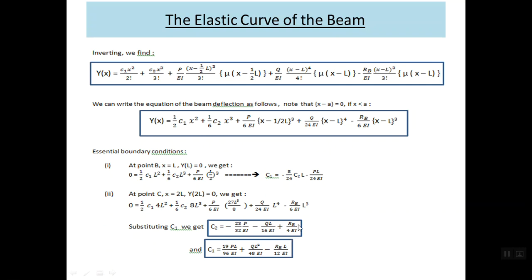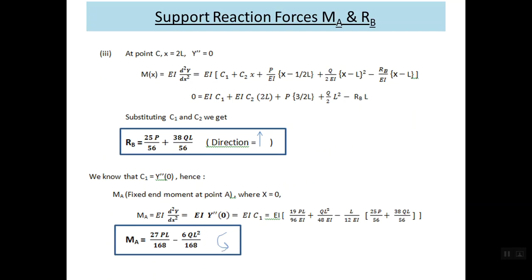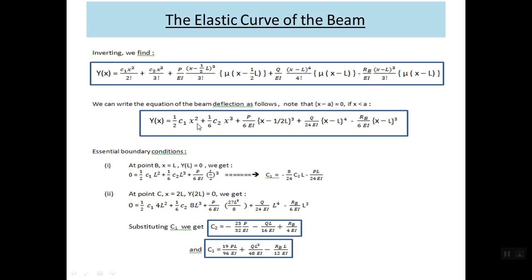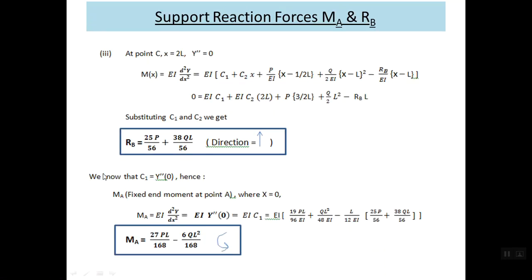Then we apply the last boundary condition at point C, where x equals L, the moment should be 0. Then we can resolve this equation by substituting C1 and C2 from the previous equations of applying boundary conditions. Then we can resolve that RB is this amount.